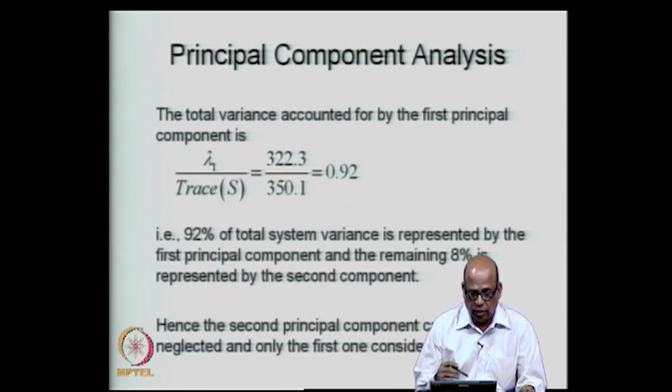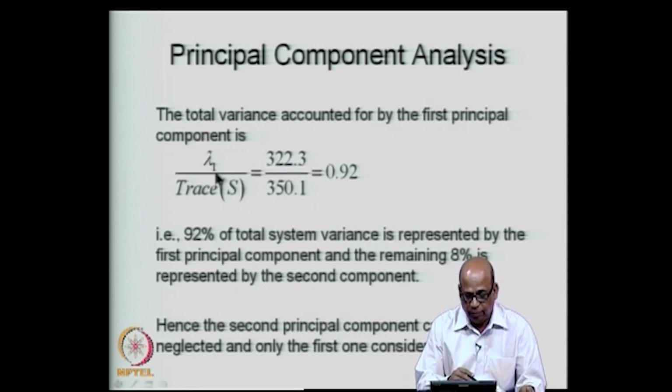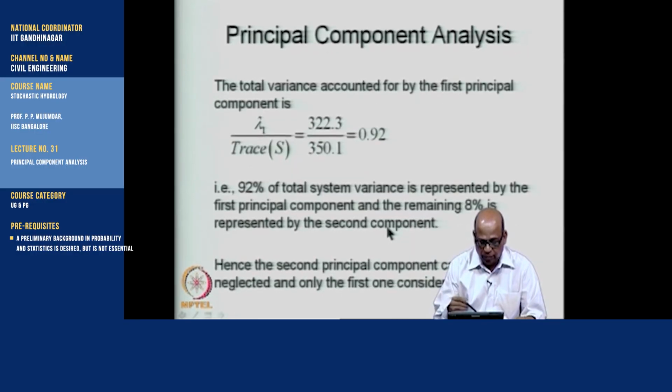Okay. So, in this particular case, let us say lambda 1 is 322.3 and this trace S comes out to be 350.1. So, the first principal component, lambda 1, explains 92% of the variance, 0.92 fraction, which is 92% of the total variance is explained by the first principal component, and the remaining 8% is represented by the second component.